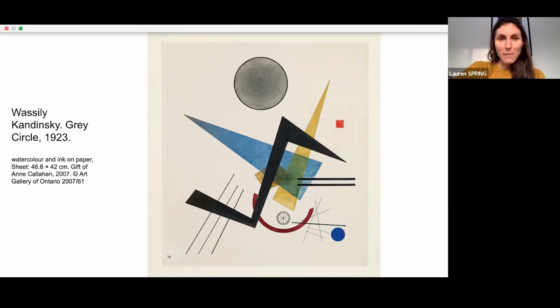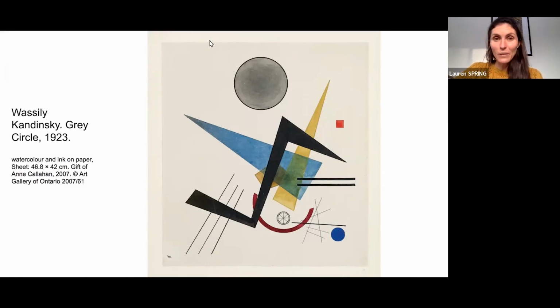So we're going to experiment a little bit right now with color and these black and white lines. I'm going to share my screen in a different way. And I will tell you that this is one of my favorite art activities to do.